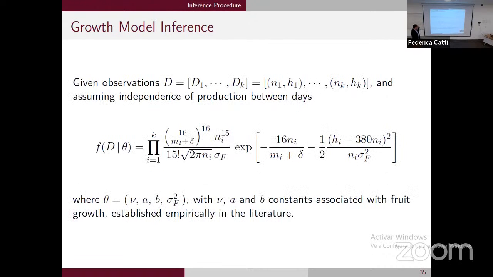If we have these observations, and assuming independence of production between days, this is the likelihood function, and these are the parameters that we consider to make inference. This is the scale parameter, and these three are parameters associated with the fruit growth established empirically in the literature. For example, A and B are associated with a linear relationship. They are the slope and the intercept of a line. And to estimate them, only two measurements were used.